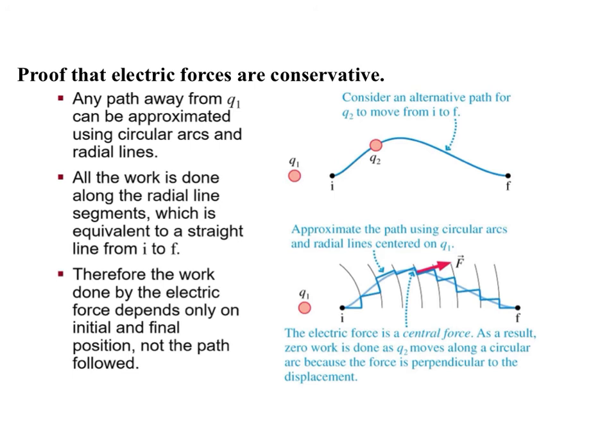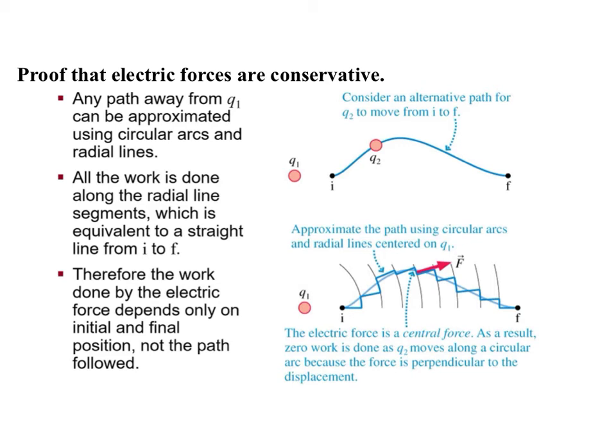Quick and dirty proof, stolen from your textbook, as to how we know electric forces are conservative. Any path away from Q1 can be approximated as circular arcs and radial lines, right? All the work done is along the radial line segments, which would be equivalent to a straight line from I to F.